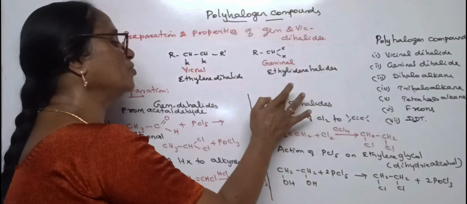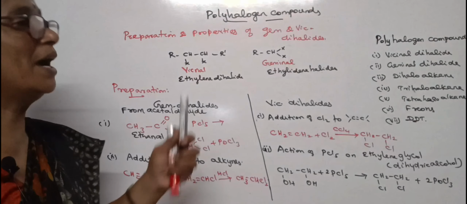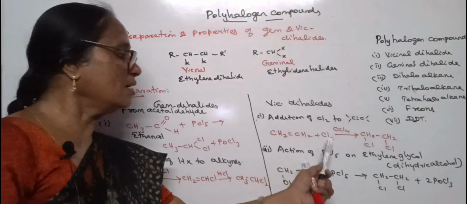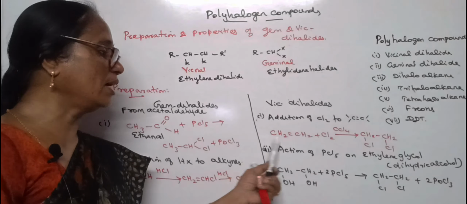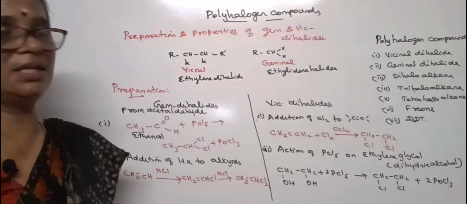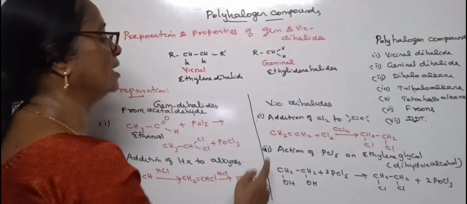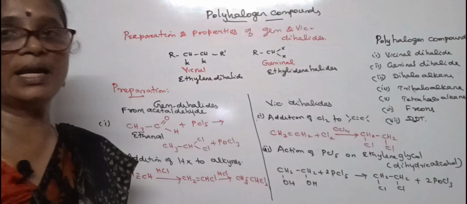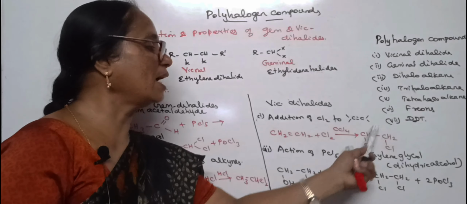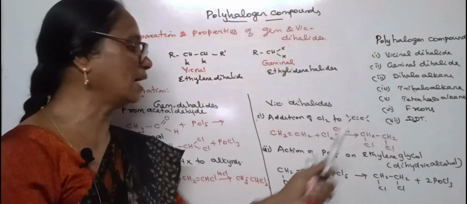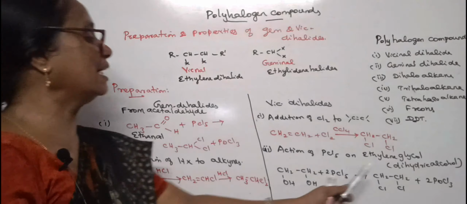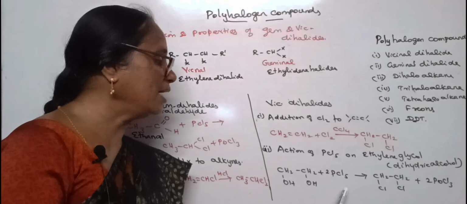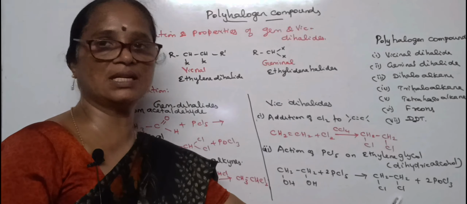At the same time, vicinal dihalides are prepared by the addition of halogen to an alkene system. So when chlorine in carbon tetrachloride is added to CH2=CH2, both halogens add to the carbon-carbon double bond, and hence we are getting 1,2-dichloroethane, a vicinal dihalide. Or else the dihydric alcohol can be substituted by the halogen to form a vicinal dihalide.